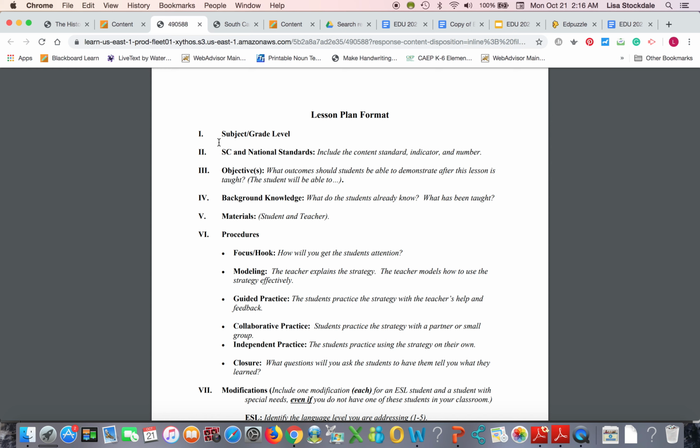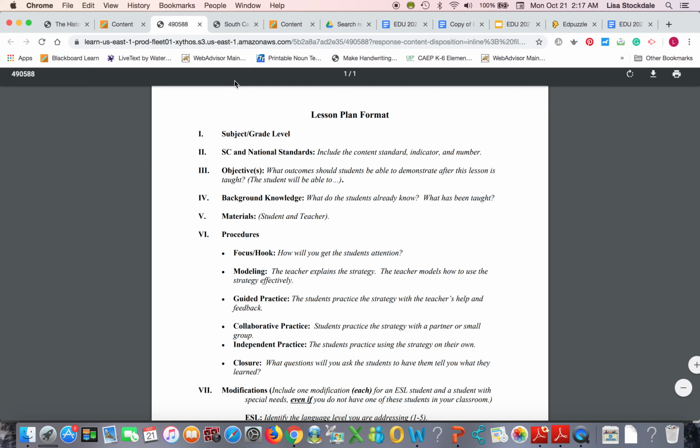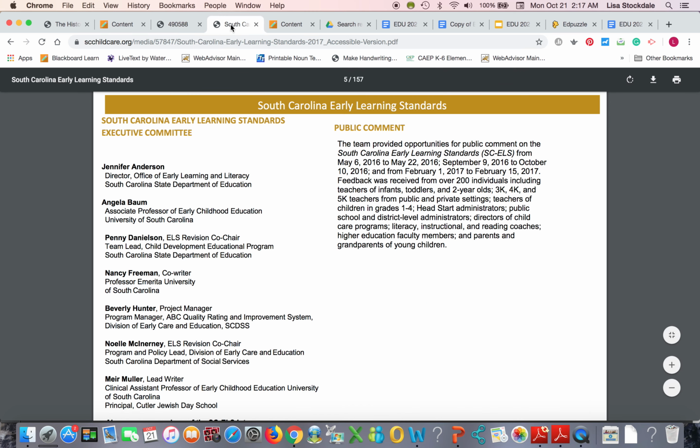We're going to talk about our subjects for Head Start in terms of domains, language and literacy. I'll go over that more in class. For your grade level, we're literally just going to put Head Start, or you can use pre-K, pre-kindergarten. We're going to use the South Carolina Early Learning Standards, which if you Google it, you will find a document that has those in it.